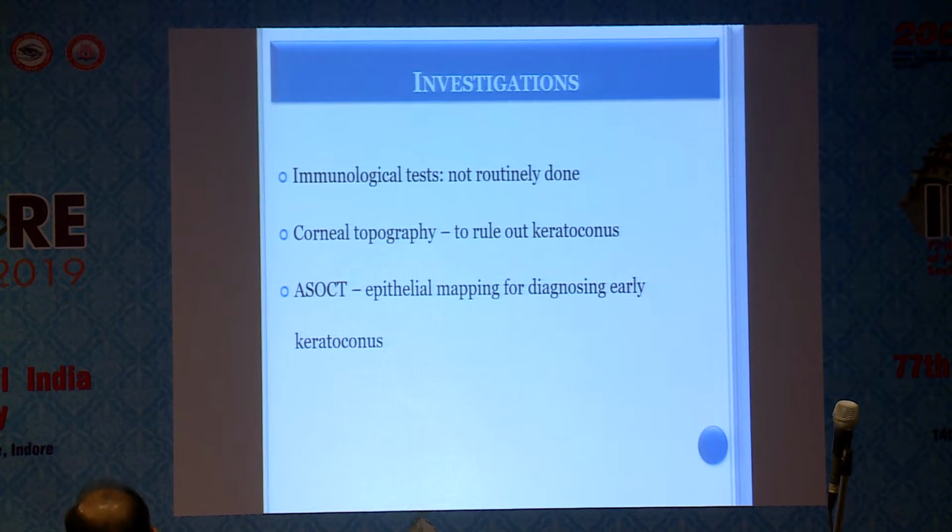Then for that you should do a corneal topography, and Fourier domain ASOCT will give you the earliest sign of corneal ectasia. When you don't get any sign in Pentacam, and a child is having allergy and rubbing the eye repeatedly, you should definitely do the epithelial thickness mapping by Fourier domain OCT. And if there is thinning of the epithelium in the inferior, inferonasal, inferotemporal part of the cornea, then that is slightly suggestive of the occurrence of the earliest keratoconus.